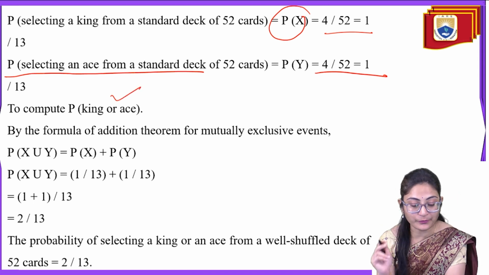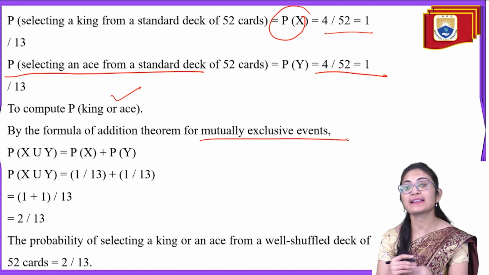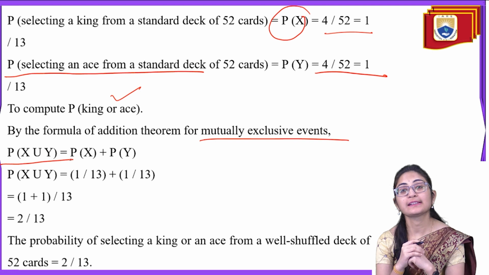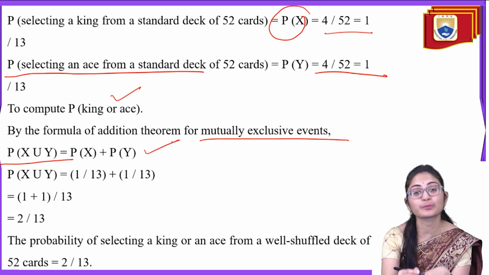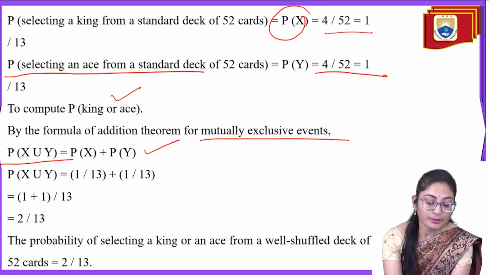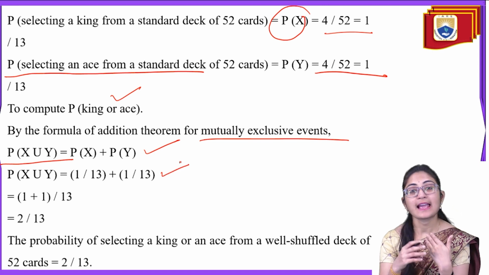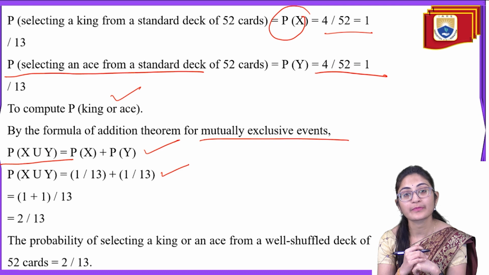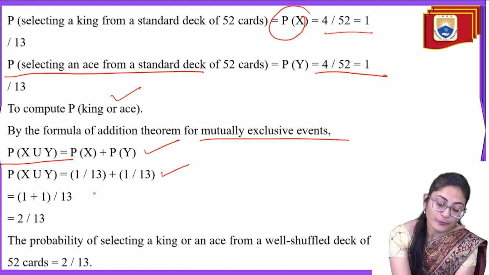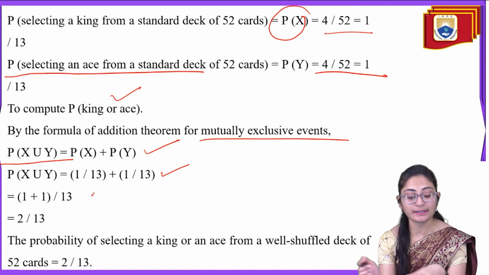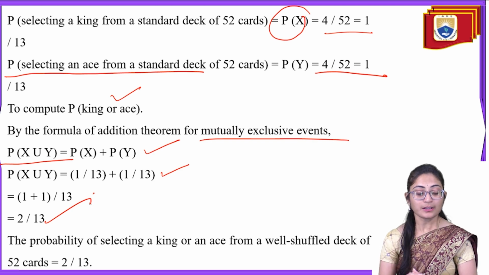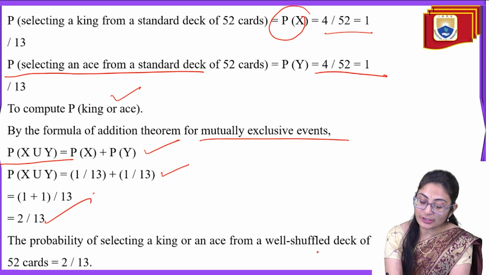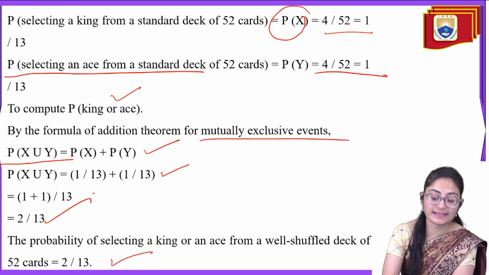Here we will use the formula for mutually exclusive events. Probability of X or Y is equal to probability of X plus probability of Y. Now probability of X or Y is equal to 1 by 13 plus 1 by 13. Here 1 plus 1 divided by 13, that is 2 by 13. Now the probability of selecting a king or an ace from a well shuffled deck of 52 cards is 2 by 13.